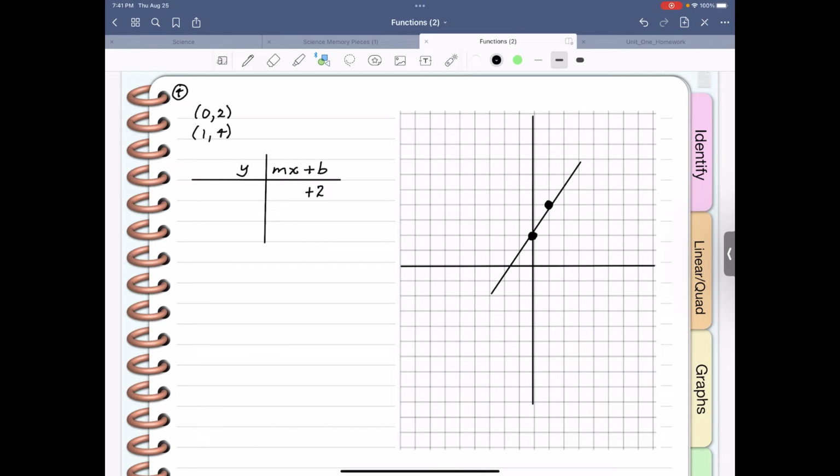So over 1 up 4, and we are going to draw the function, the line through those points. This is a positive slope. I don't know what the slope is yet, but I do know it's positive. And I do know I can't draw a straight line. It's time for another one of those cookies. So here is 1, 4. Here is 0, 2. And here is the linear function.